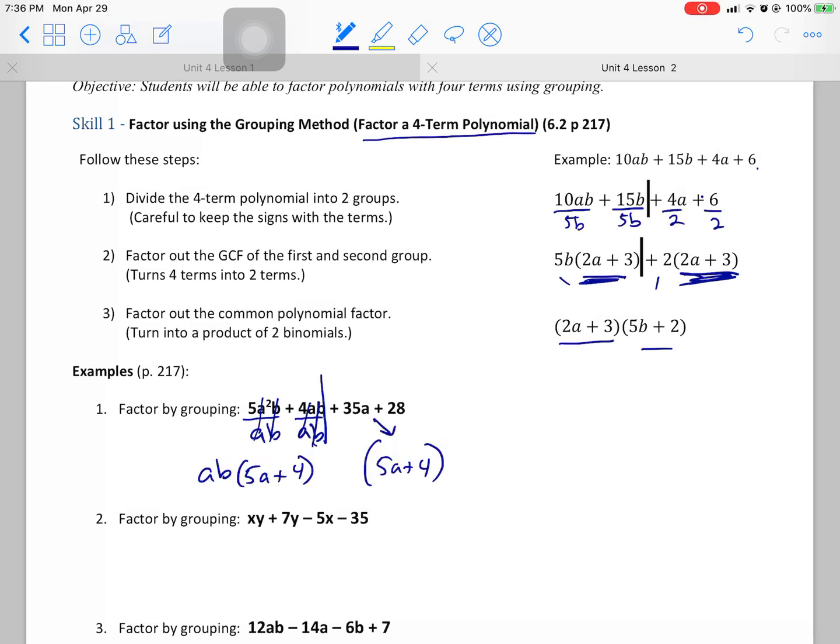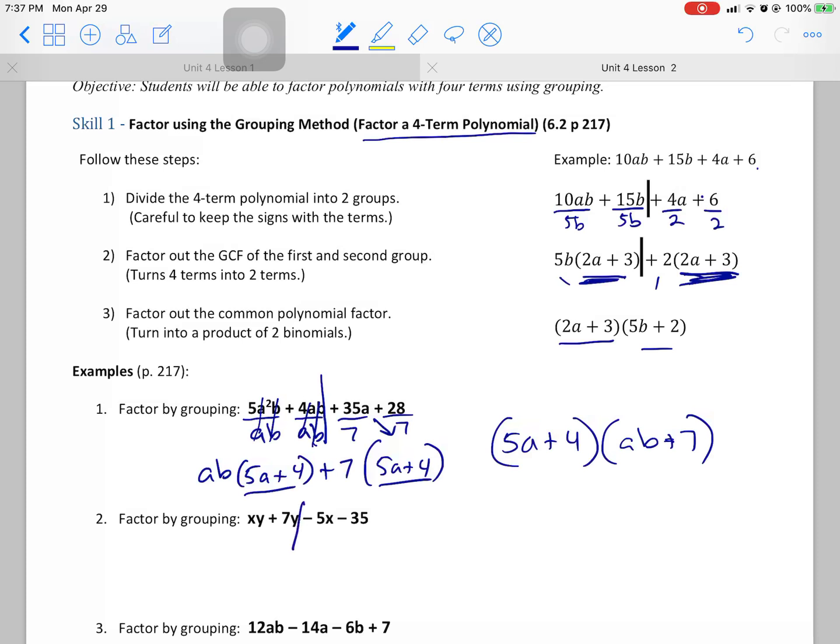How do I make this look like this? What can I take out of both terms? What do they have in common? Well, 5 into 35 goes 7 times, so I can take a 7 out of both of these, because 7 times 4 is 28, 7 times 5 is 35. So a positive 7 can come out, okay? And then the greatest common factor of this and this is 5a plus 4, and then everything else gets put in the parentheses together, including the signs. And that's my answer, okay?